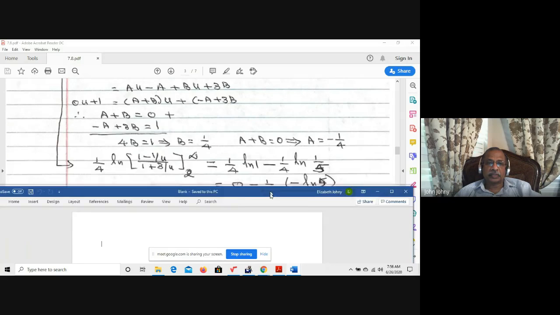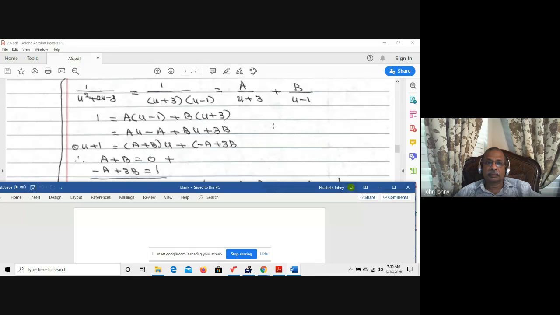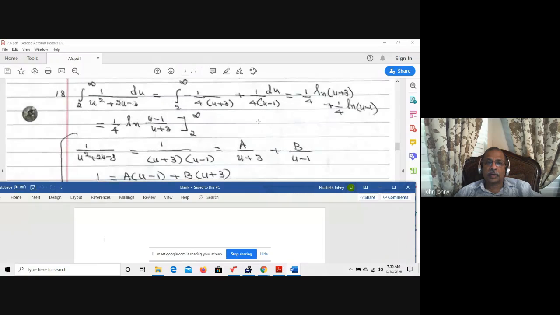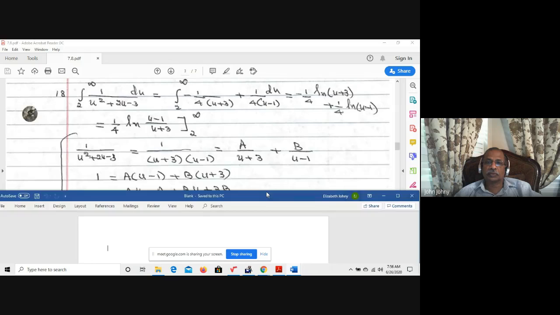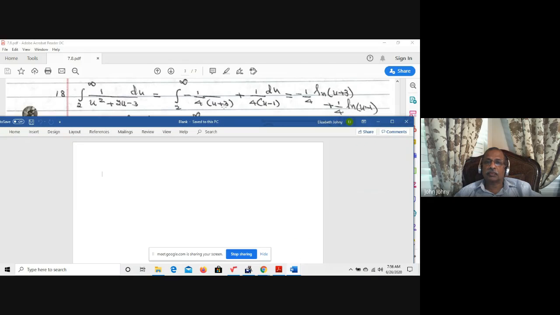So that expression is equal to negative 1/4 over u plus 3 plus 1/4 over u minus 1, because A is negative 1/4. So negative 1/4 over u plus 3 plus 1/4 over u minus 1 is equal to negative 1/4 times natural log of u plus 3 plus 1/4 times natural log of u minus 1.